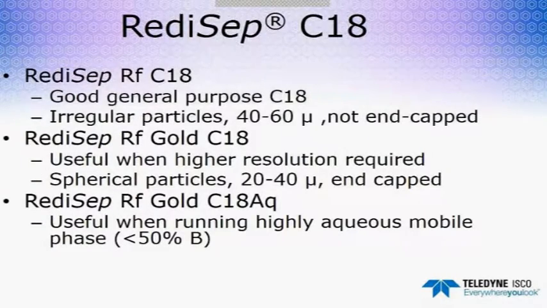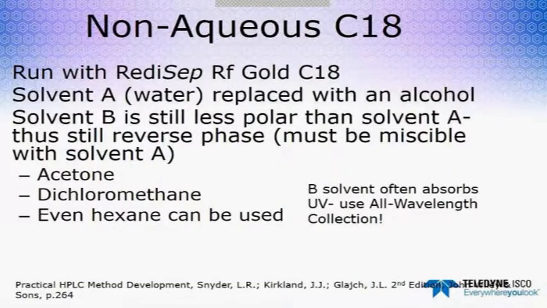We have several types of C18. RediSep RF C18 is a good general purpose silica with irregular particles. It is not end-capped. The gold C18 is used for higher resolution. It has spherical particles, so they pack better. They're smaller particles and they're end-capped. And the gold C18AQ is used for running compounds that elute in a lot of water, highly aqueous mobile phases. It's resistant to phase collapse.